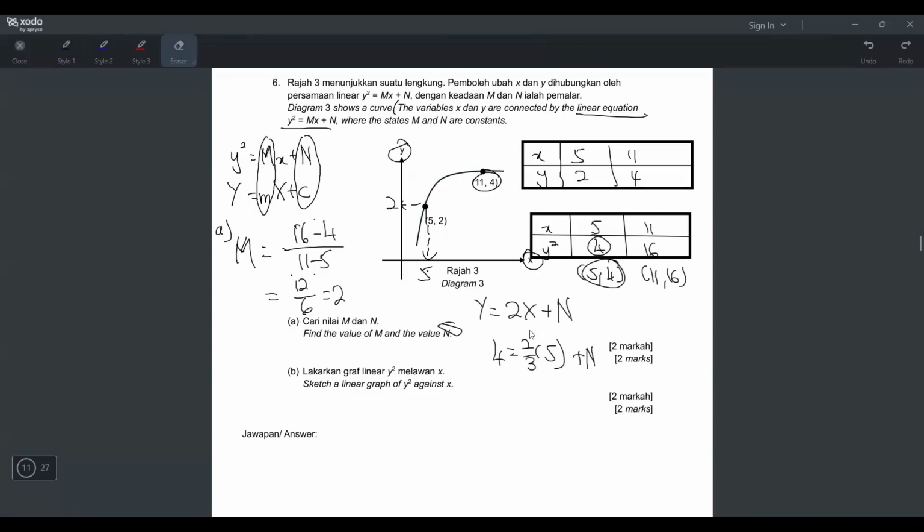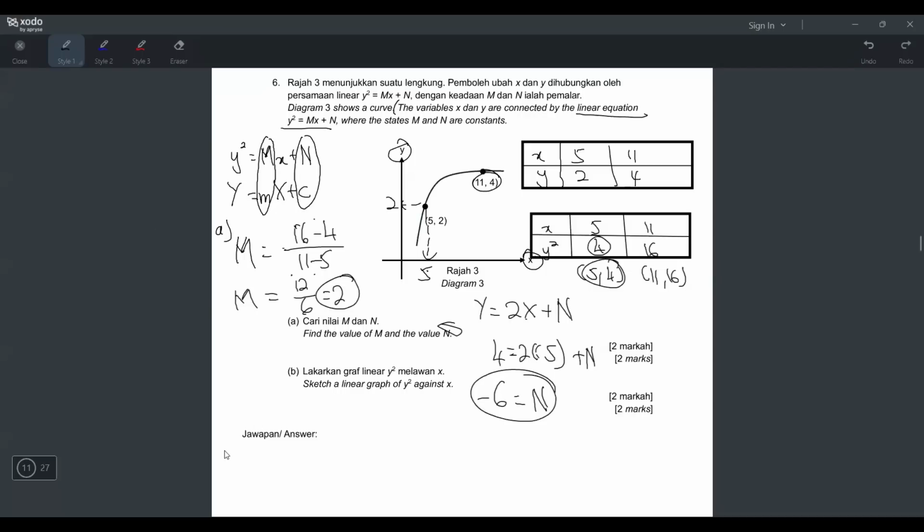Right? And the gradient is not 2 over 3, right? It's 2. Okay. All right. So now you can find your n. It will be 4 minus 2 times 5, which is 10. So 4 minus 10 is -6, right? So this is your m answer, and this is your n answer. And yeah, that's all, right?